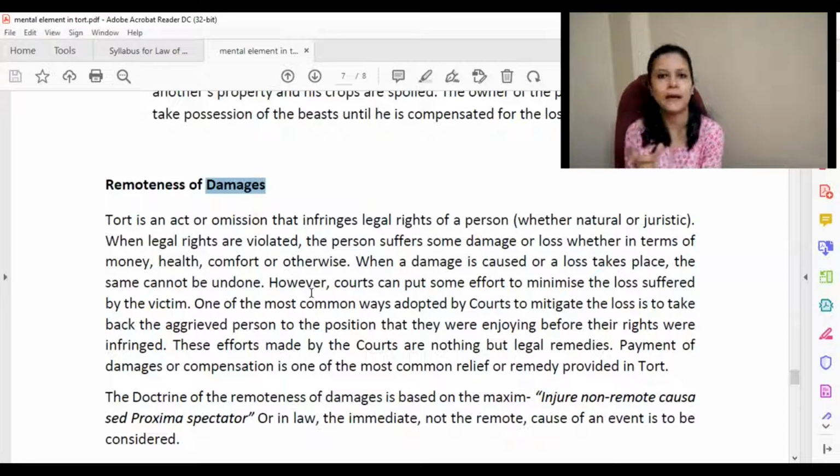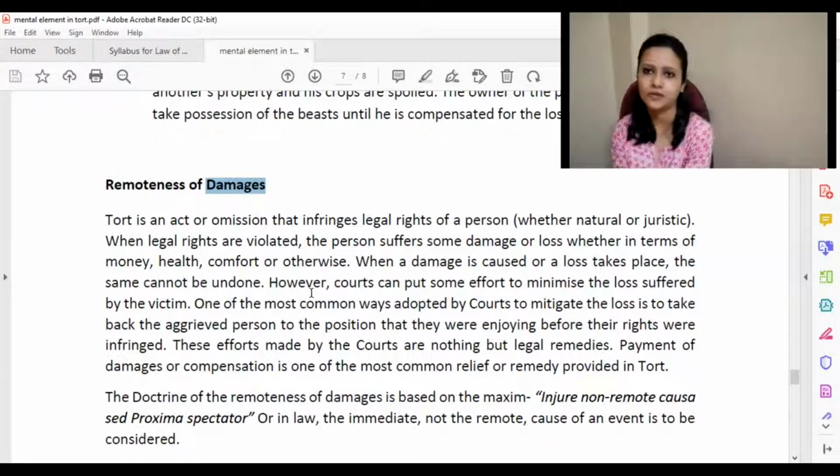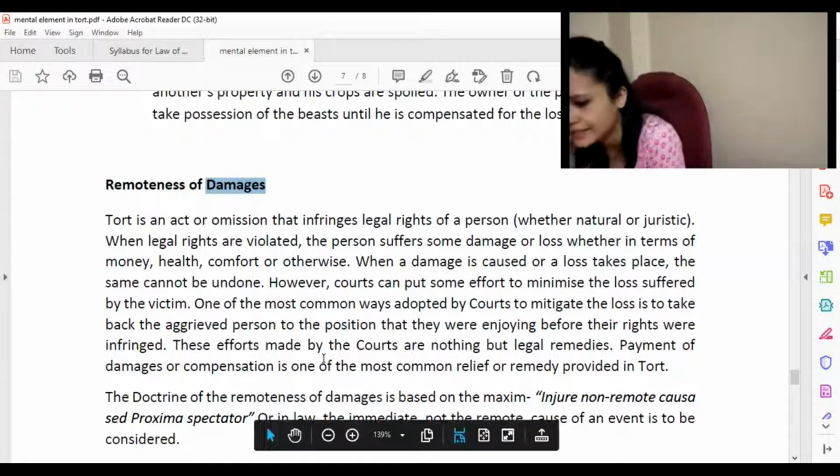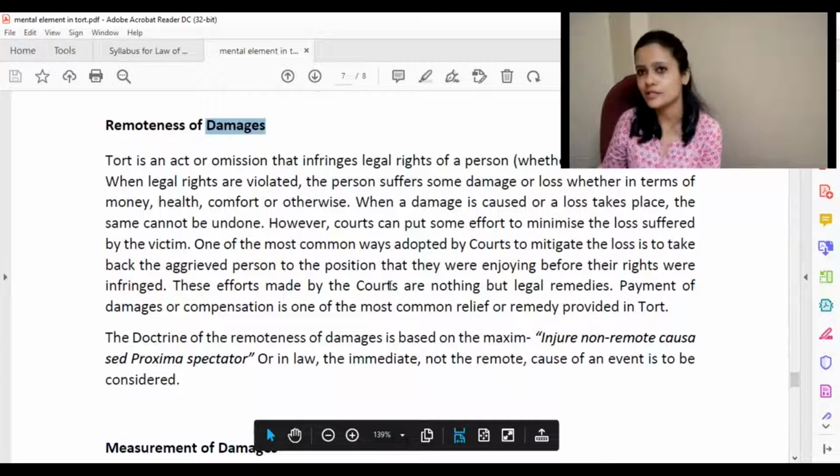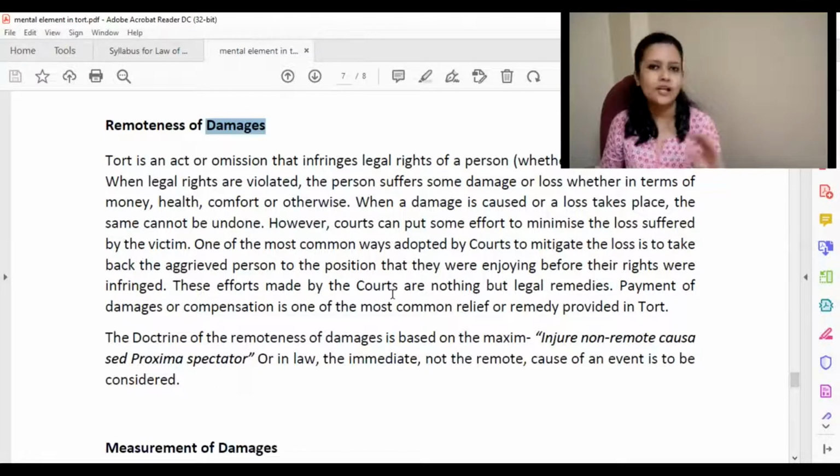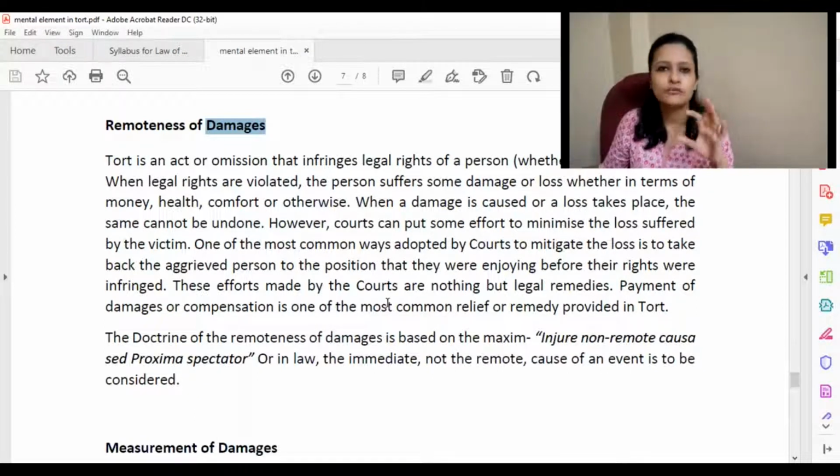So remoteness of damage basically tells us how we can keep it limited. For what all cases we can ask the person to pay compensation, and for what all cases we can say that, fine, it's too remote, it's not closely related or associated with the act or omission. So for all those consequences plus consequences of consequences, this entire chain, it's not possible that we make the person liable. For some situations only we can make a person liable. For what all situations, how to decide it?